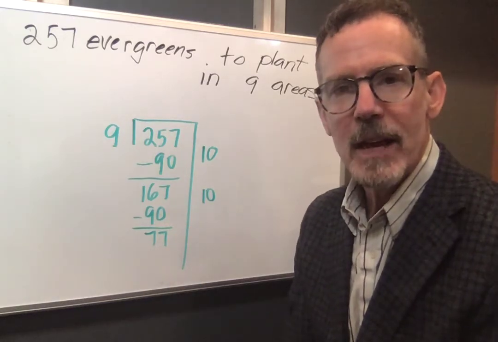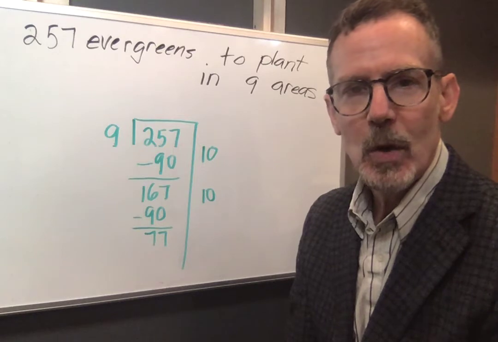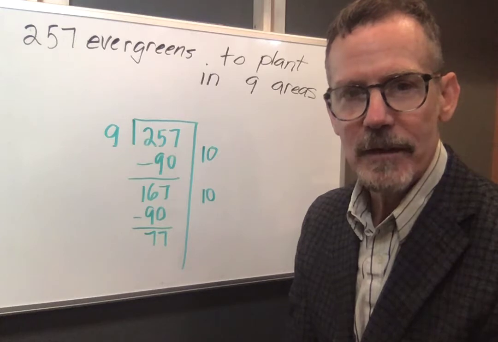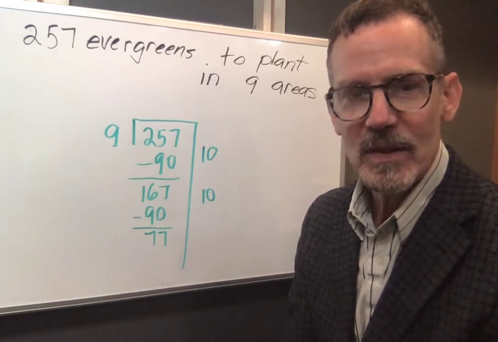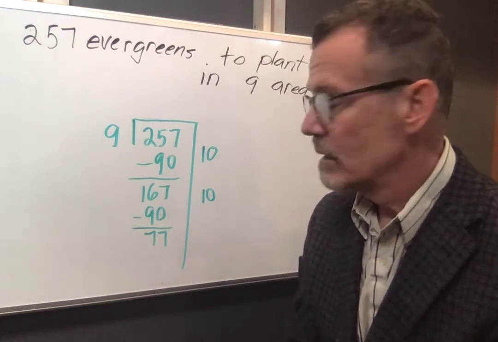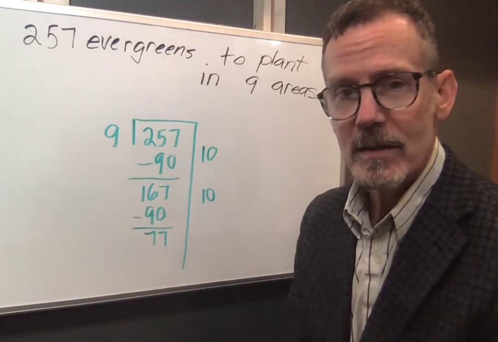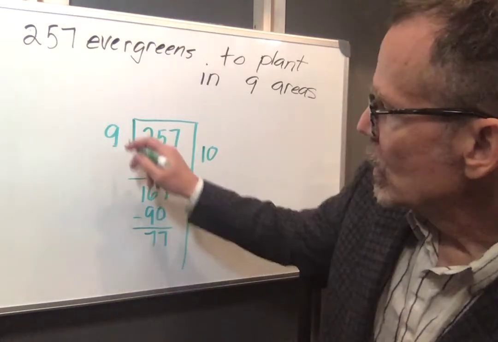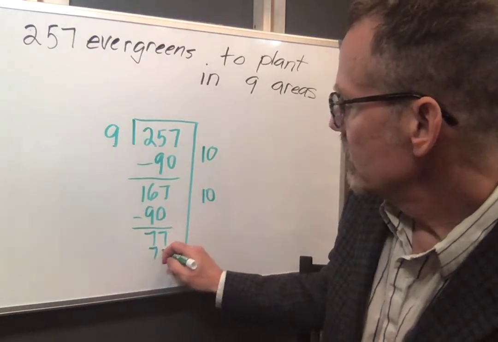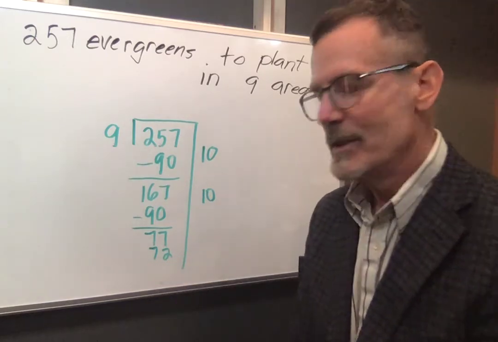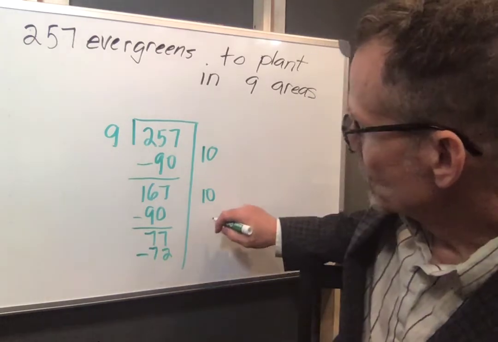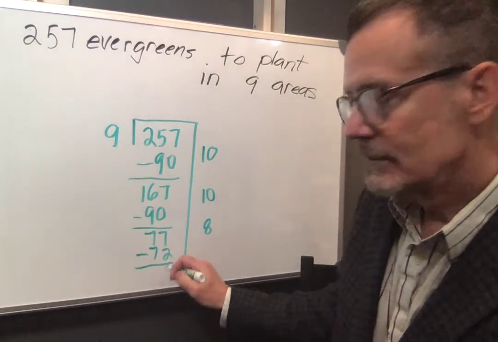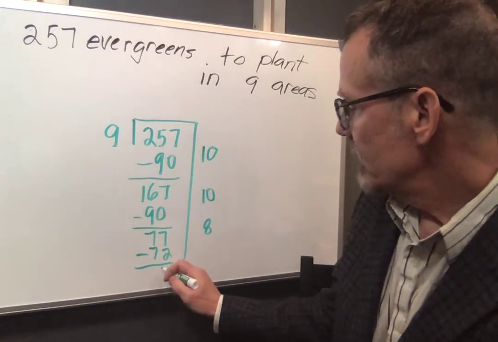So 77 is now down to a 2-digit number, and hopefully we have students who know their multiplication facts, but that may not be true, in which case they'll extend this scaffold as many times as they need to. That's the beauty of the scaffolding. So we're just going to go for it and say 9 times 8 is 72. We have to write an 8 over here and then subtract. And that leaves us with 5.